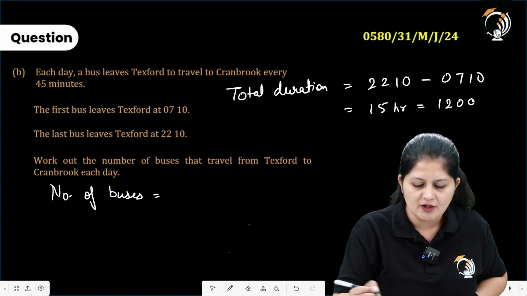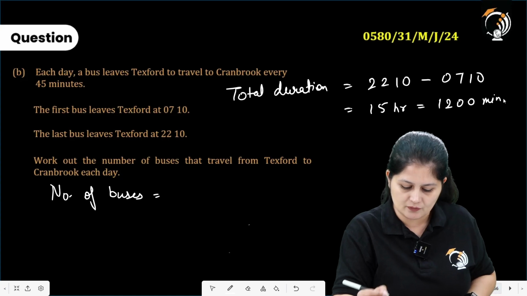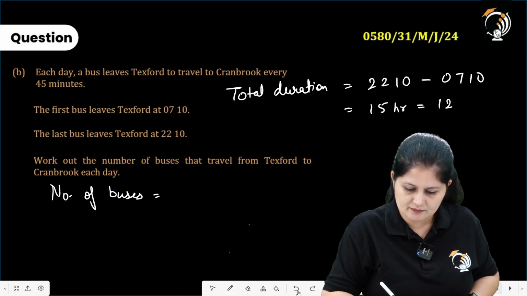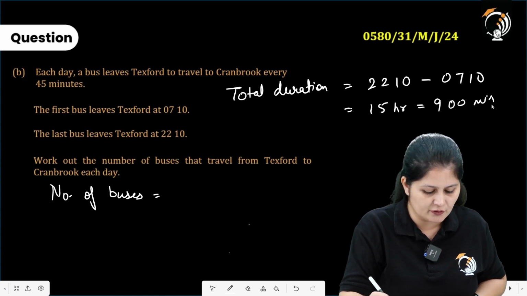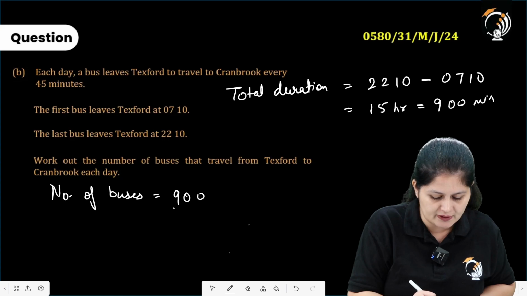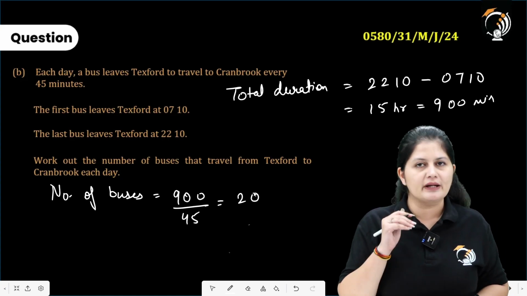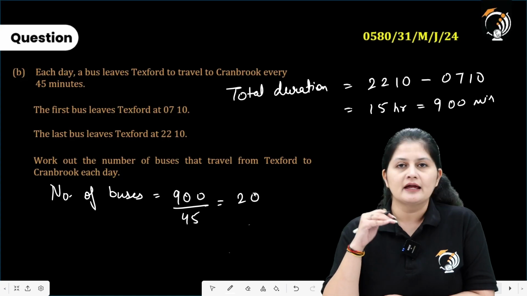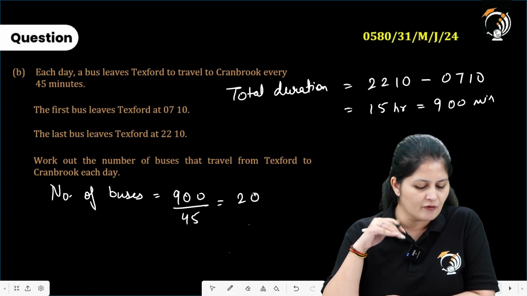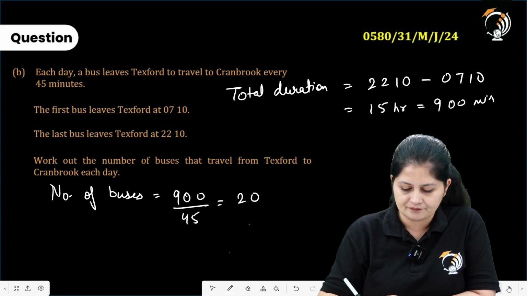So that is going to be 1200 minutes. No, it's not 1200 minutes. 900 minutes, right? So in order to find out, it is going to be 900 minutes over 45 minutes. So we are going to get that there will be 20 buses which will be leaving the particular station, when the buses are leaving every 45 minutes between 7:10 to 22:10.